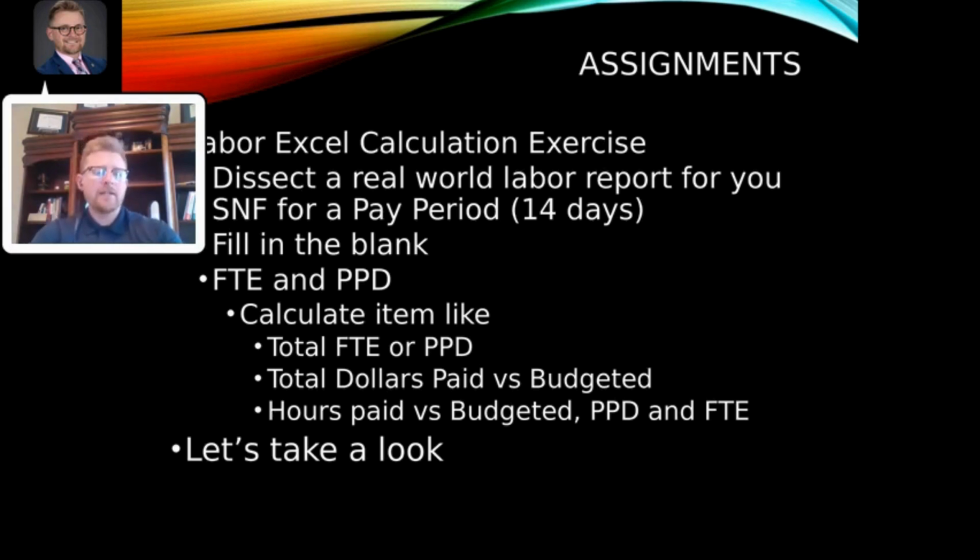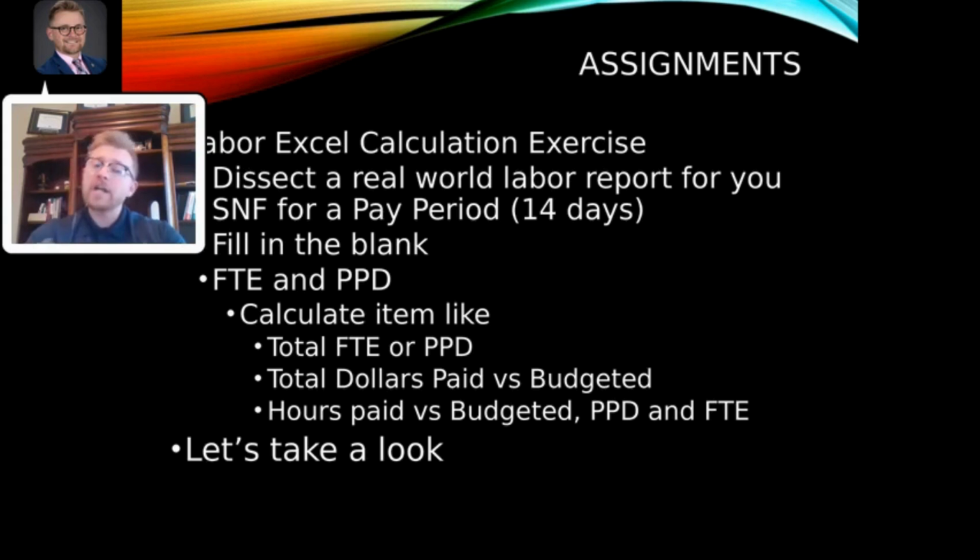Because at the end of the day, we're just trying to make sure that our labor expense is managed appropriately. And if our labor dollars are over or under, we want to know why, right? Did we run too many hours compared to budget? Is our average wage rate too high? Is it higher than budget?